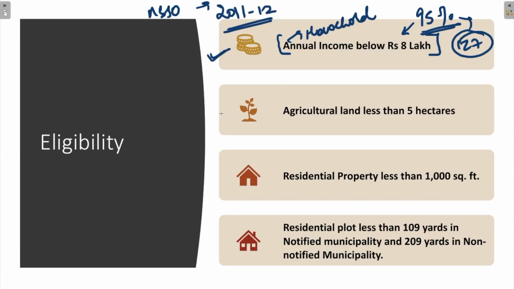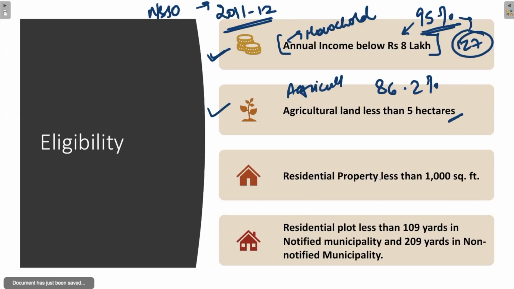Another eligibility criterion is agricultural land of less than 5 hectares. So the agricultural land held by the household should be less than 5 hectares. Now, if we talk about the agriculture census, the data conducted by the National Sample Survey Office, it tells that 86.2% of the land holdings in India were either 2 hectares or just under 5 acres. So it means that 86.2% of the population of India is likely to be eligible for this agricultural land less than 5 hectares criterion.